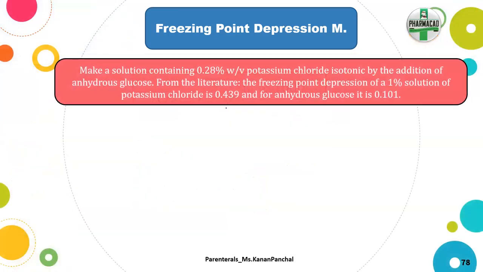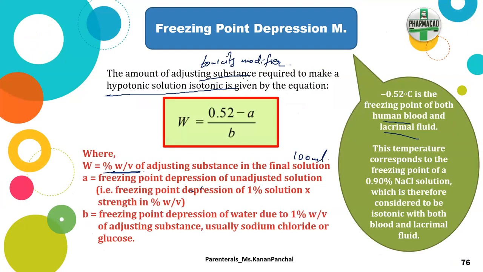Okay, so we'll solve the first numerical, everyone. Okay. So, read the question. Make a solution containing 0.28% KCl isotonic by addition of anhydrous glucose. Matlab ye 0.2% KCl solution ko, we have to make it isotonic by anhydrous glucose. And yahan pe freezing point diya hai, so you don't have to calculate freezing point alag se. Kya diya hai? 1% solution ka of KCl ka freezing point is this much, and 1% of anhydrous glucose ka freezing point is this much. Now remember, in this formula, also, ye jo freezing point depression diya hai, that is for 1%. Okay? Freezing point of 1% of solution X of so-and-so strength. All right?